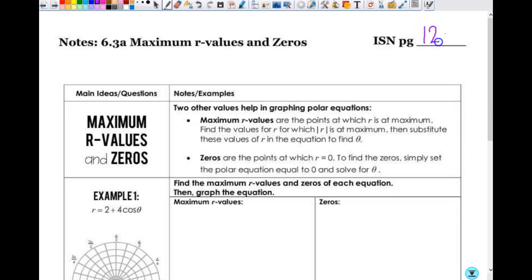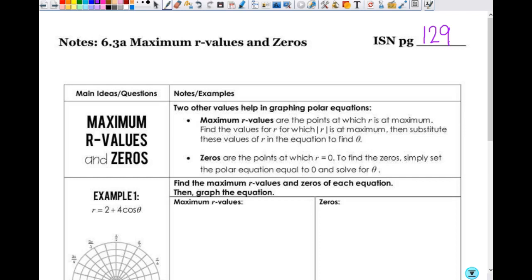Alrighty. So we have plotted points on the polar coordinate system. We have looked at symmetry with polar graphs. Well, we didn't technically look at it because we didn't look at the graphs and talk about it that way. We just looked at it algebraically. We are going to today look at some other things that help us with graphing, and then tomorrow I'm going to give you the actual graphic organizer that has all the different graphs and stuff on them.